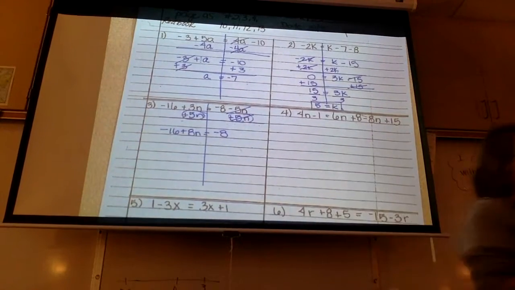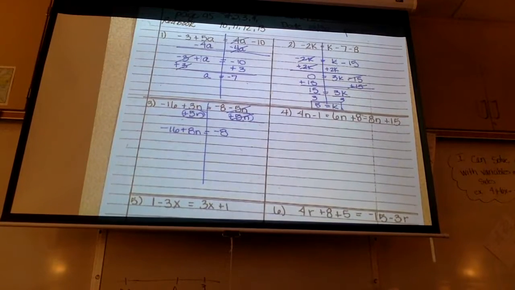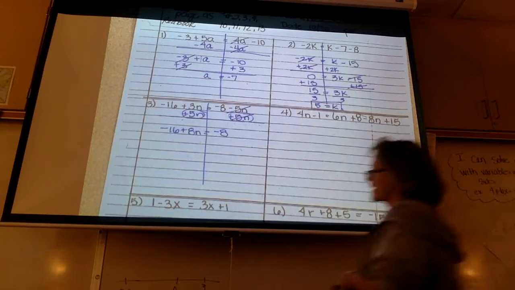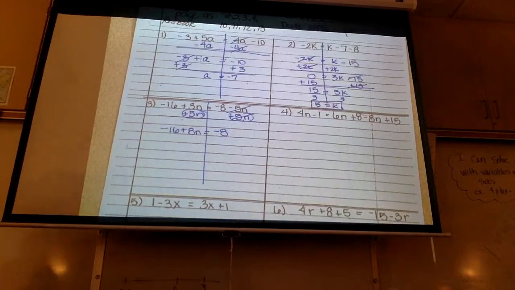How do I get rid of -16? What's the opposite of -16? Positive. Adding 16 because I need to wipe that out. Boom. +16.